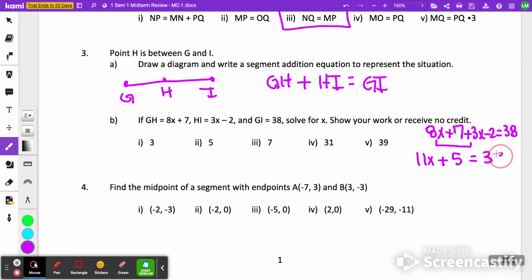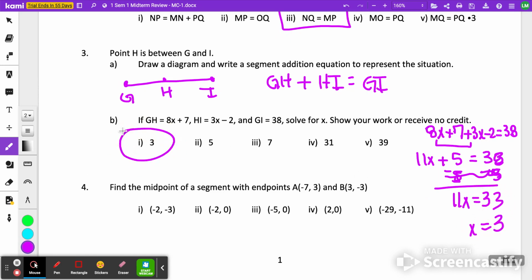So now that we have this, we can subtract 5 from both sides. Oh, sorry. Yep, already did that. Minus 5 on both sides. I already subtracted 5. When we do that, we get 11x is equal to 33, so x is equal to 3. So that would be option 1.